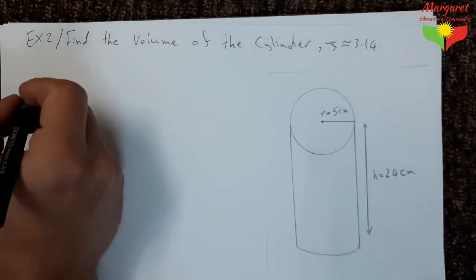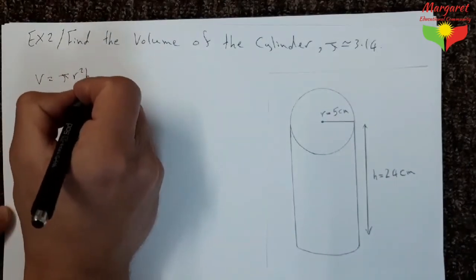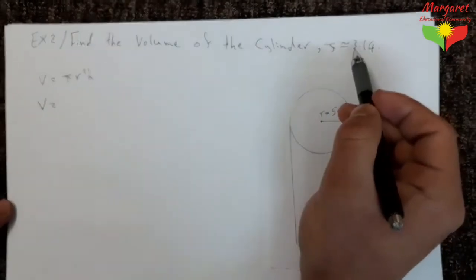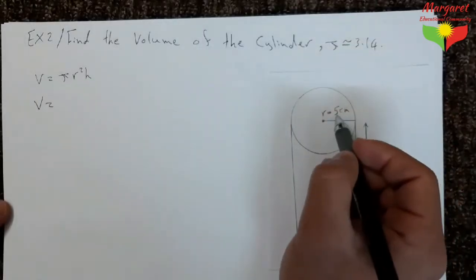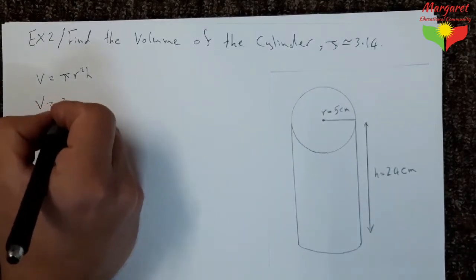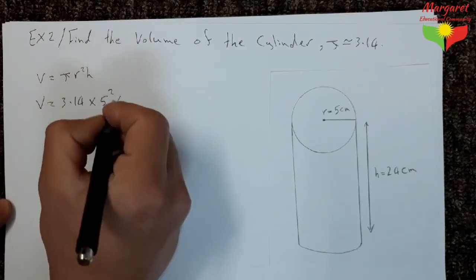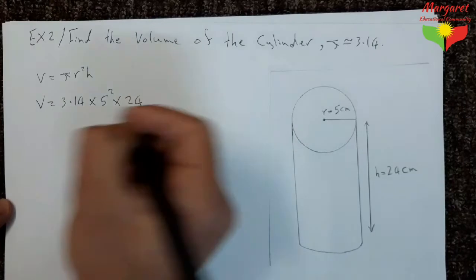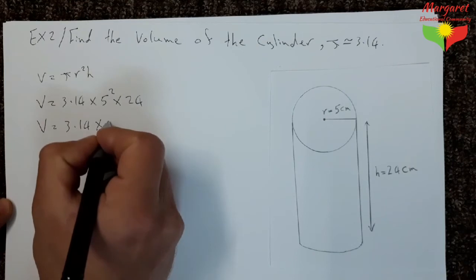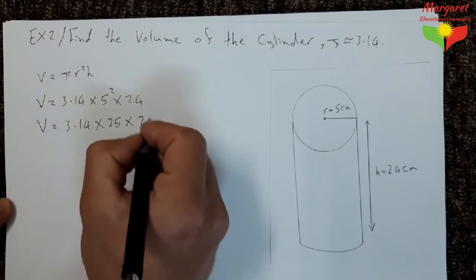We say that volume equal to pi r square times h. So V equal to substitute 3.14 for pi and 5 for r and 24 for h. So V equal to 3.14 times 5 square times 24. So V equal to 3.14 times 25. 5 square equal to 25 times 24.